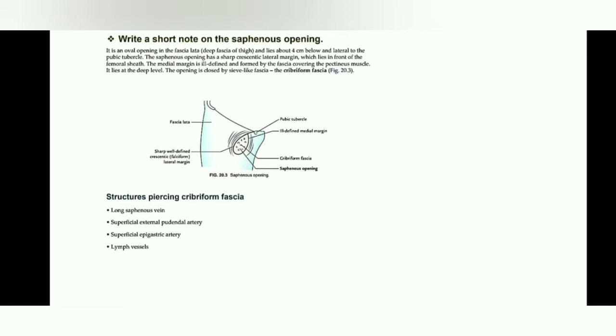It lies about 4 cm below and lateral to the pubic tubercle. The saphenous opening has a sharp concentric lateral margin which lies in front of the femoral sheath, and an ill-defined medial margin formed by the fascia covering the pectineus muscle. It lies at a deep level, and the opening is closed by a sieve-like fascia, the cribriform fascia.